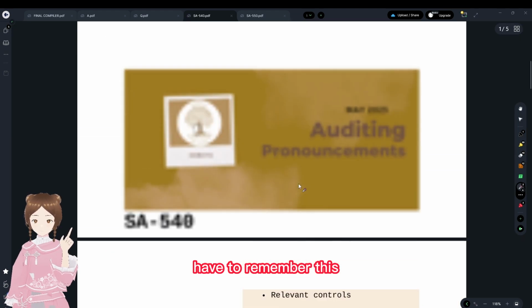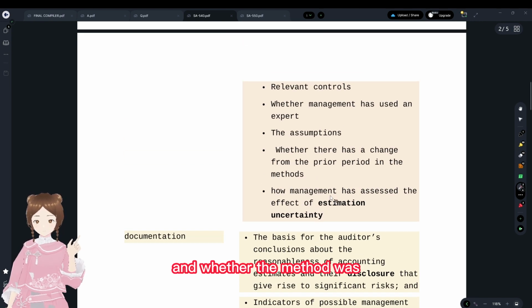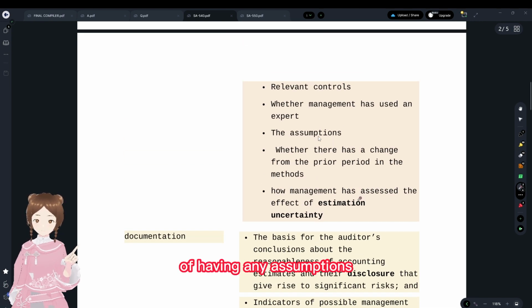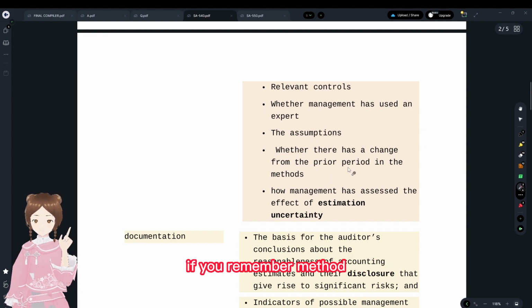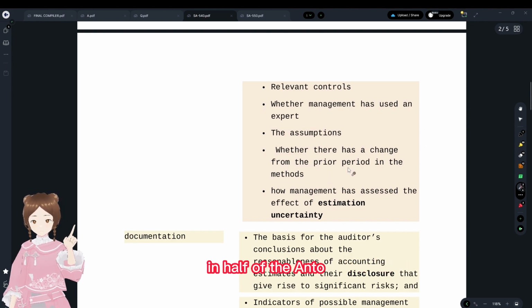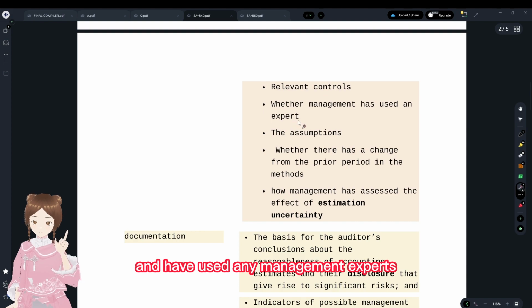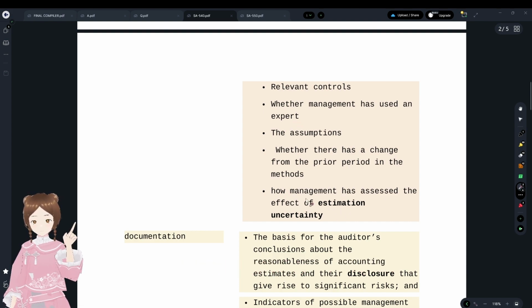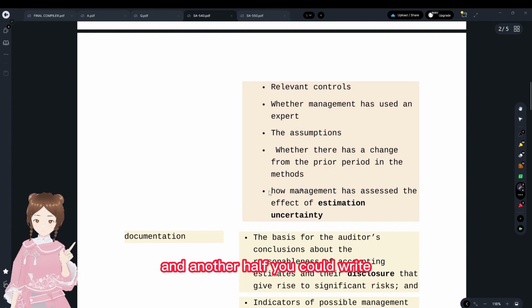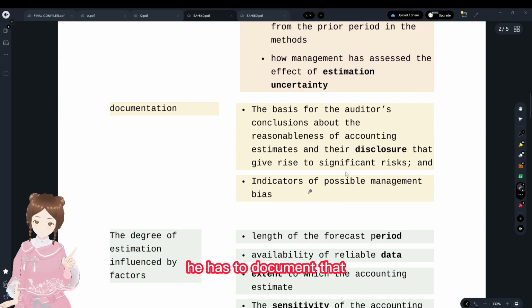How to remember this? You see, it's mostly talking about the method: what's the method, whether the method had any assumptions, and whether there were any changes with regards to the method. If you remember the method, then half of the answer is done. And with regards to the controls, whether management experts were used, and the degree of estimation uncertainty, if you remember the objective, you could write the other half. And the auditor has to document what he has done.